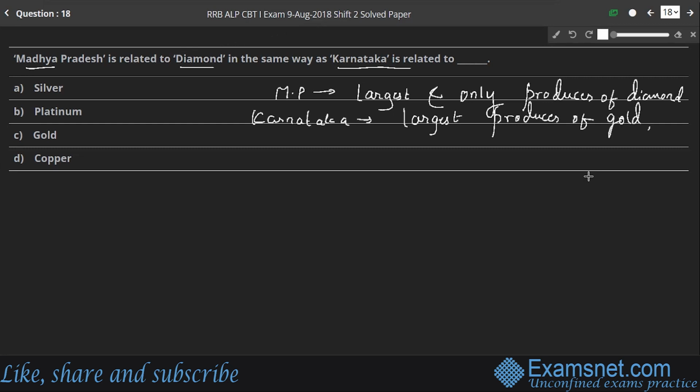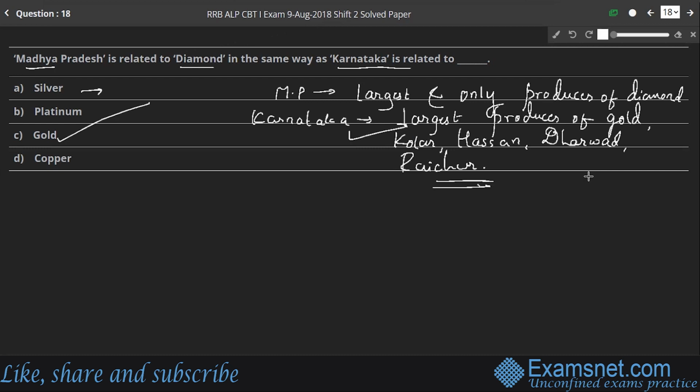So in the districts of Kolar, Hassan, Dharwad, and in Raichur district, we have gold ores. Therefore, Karnataka is the largest producer of gold. Therefore, option C. So Karnataka is related to gold, whereas the remaining options are silver.